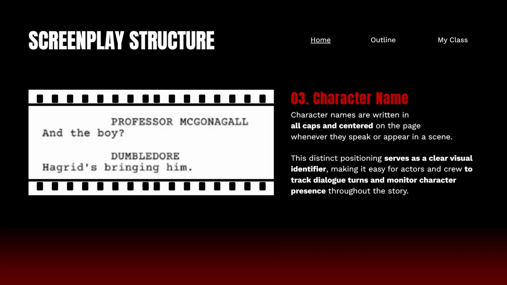Next, we have the character name. Well, character names are often written in all caps and centered on the page, whenever they speak or even appear in a scene. This distinct positioning serves as a clear visual identifier, making it easy for actors and crew to track dialogue turns and monitor character presence throughout the story.